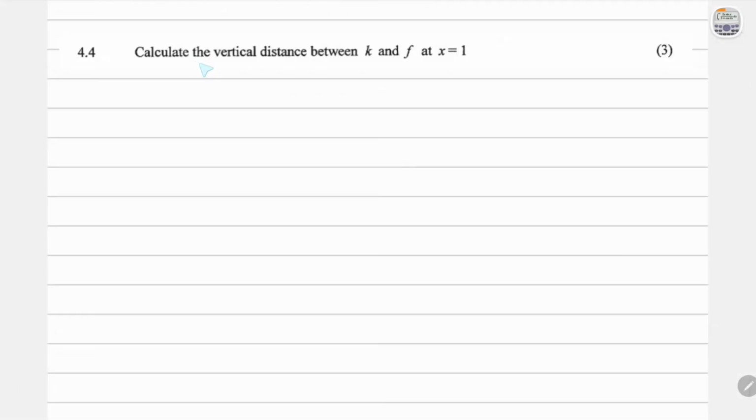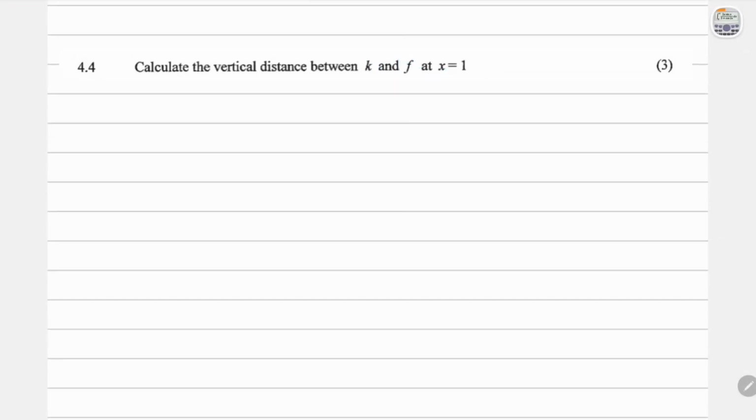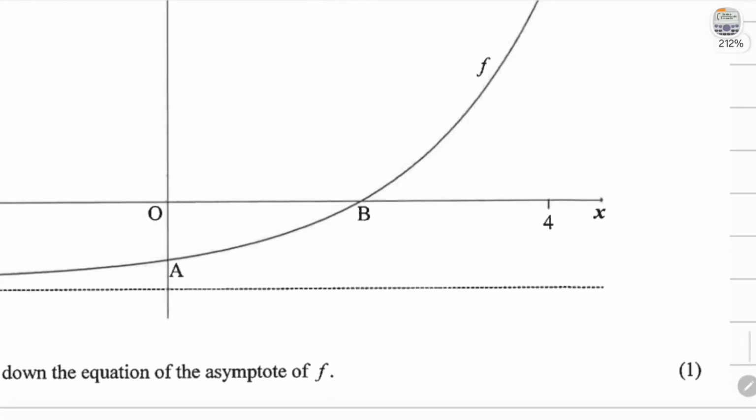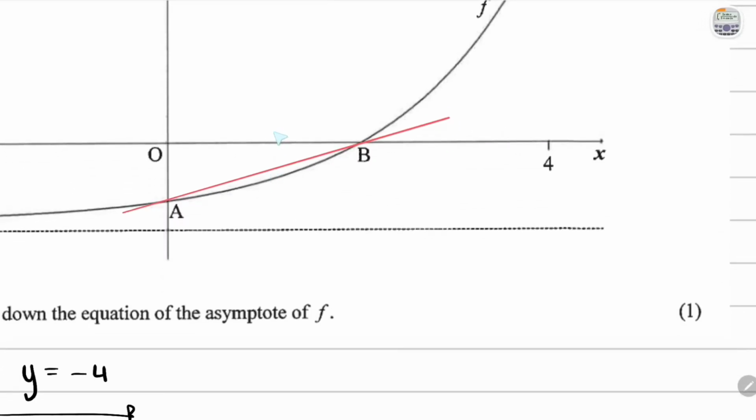Question 4.4 says, calculate the vertical distance between k and f at x equals 1. Okay, so between k and f. Now, looking at it like this, it just means that we're going to have that graph connecting A and B, and then we just need to find the vertical distance at x equals 1. So let's say 1 was here. You're really just finding out what is the y value when x is equal to 1 on this straight line, and the y value when x is equal to 1 on this exponential function, and then you're subtracting their y values. Okay, so that's what we're going to do.